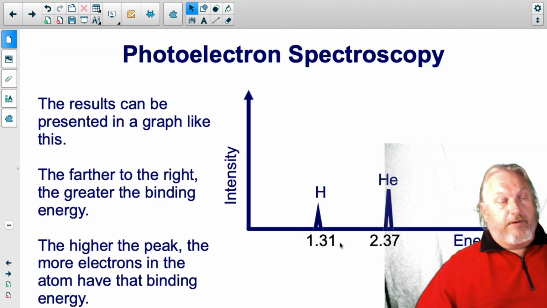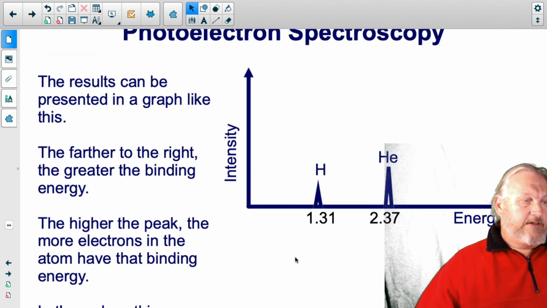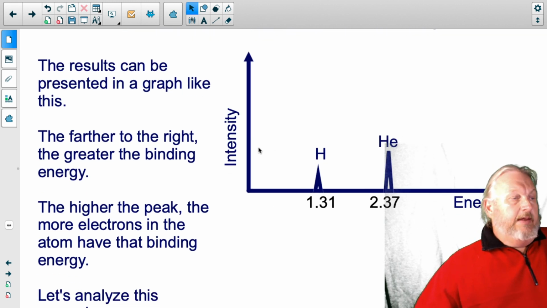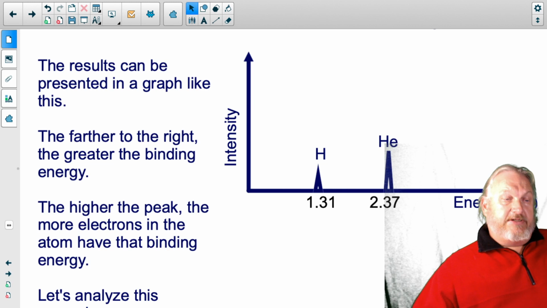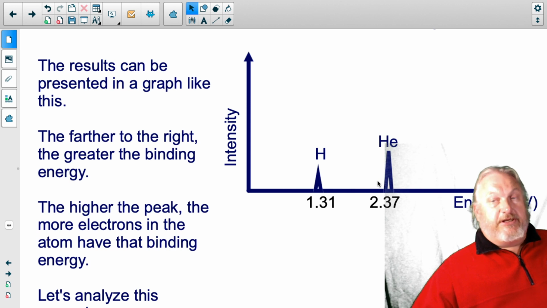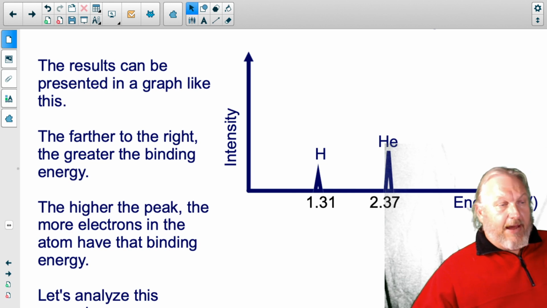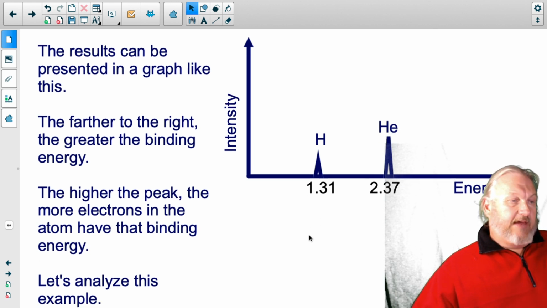So this is what we're looking at. This is a PES spectrum. This is the intensity. This is the energy on the x-axis, or how many electron volts, how much energy it requires to pull that electron off. The farther to the right, the greater the binding energy. The higher the peak, the more electrons in the atom that have that binding energy.